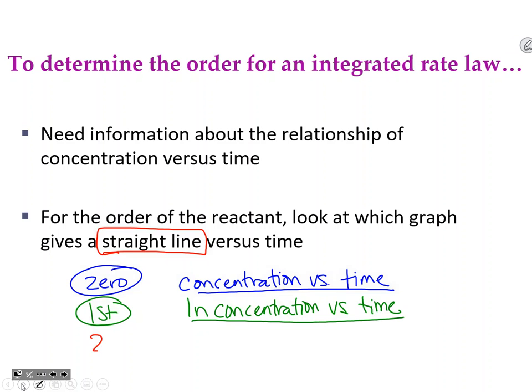The last one is looking at the inverse, so like 1 over the concentration versus time. In that particular case, if the inverse of the concentration versus time gives you the straight line, it's going to be a second order reactant. So we look at the graphical analysis of these three different ways of calculating our data. Whichever one comes out with that linear relationship is going to tell us that the order of the reactant is a certain value, whether it's zero, first, or second.